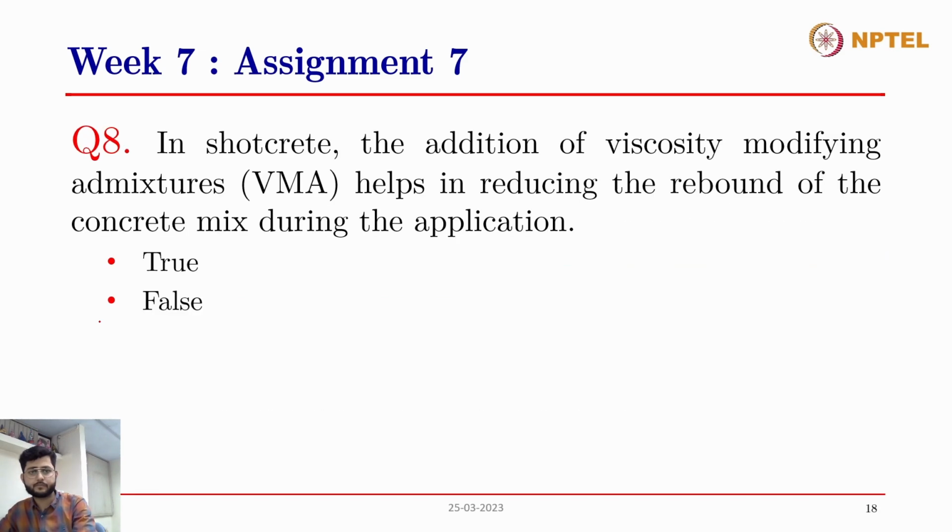Right. Moving on to the eighth or the last question. In shotcrete, the addition of viscosity modifying admixtures or VMAs help in reducing the rebound of the mix during the application. Is it a true or a false statement, and why?